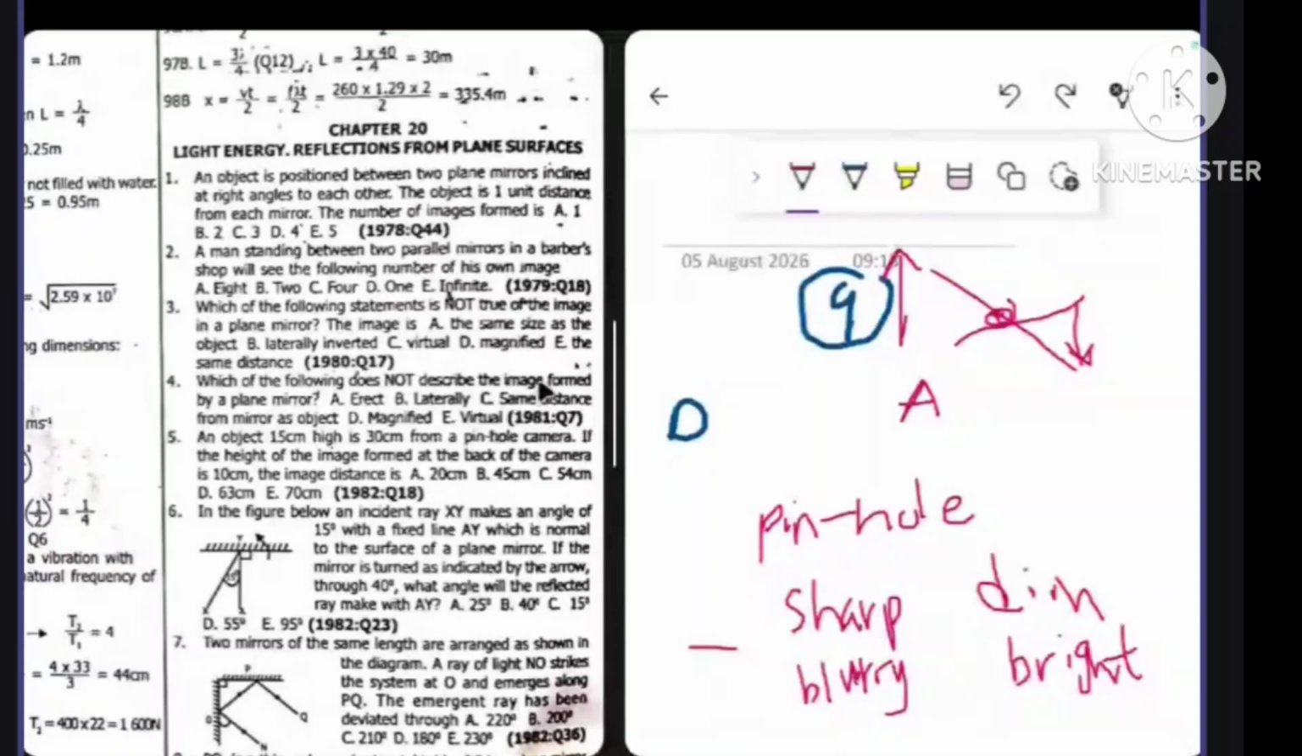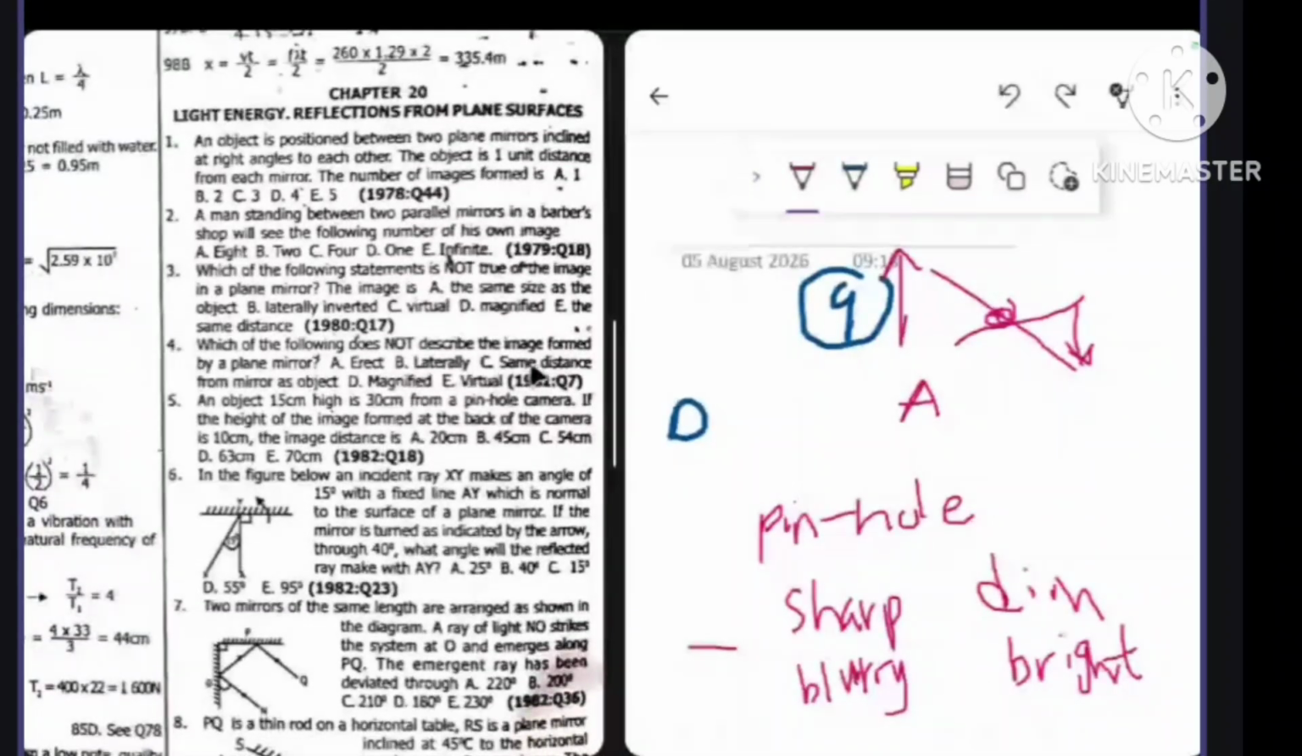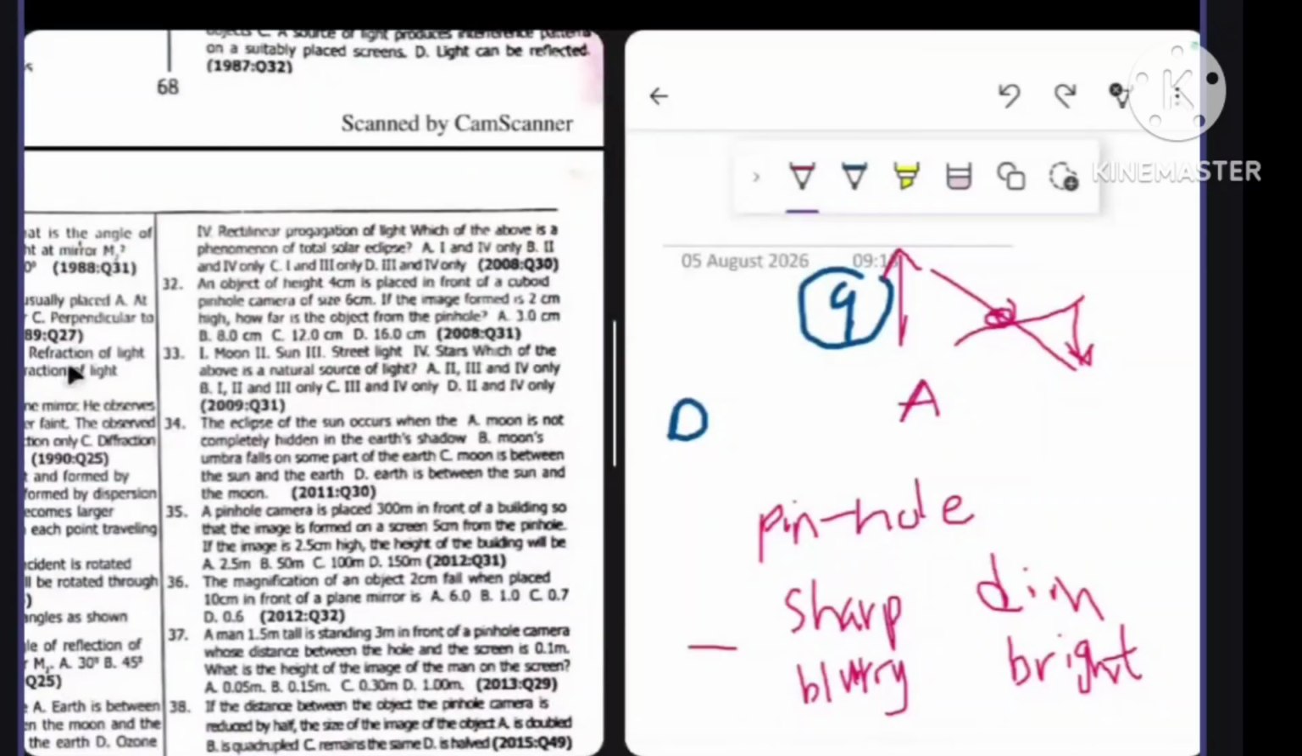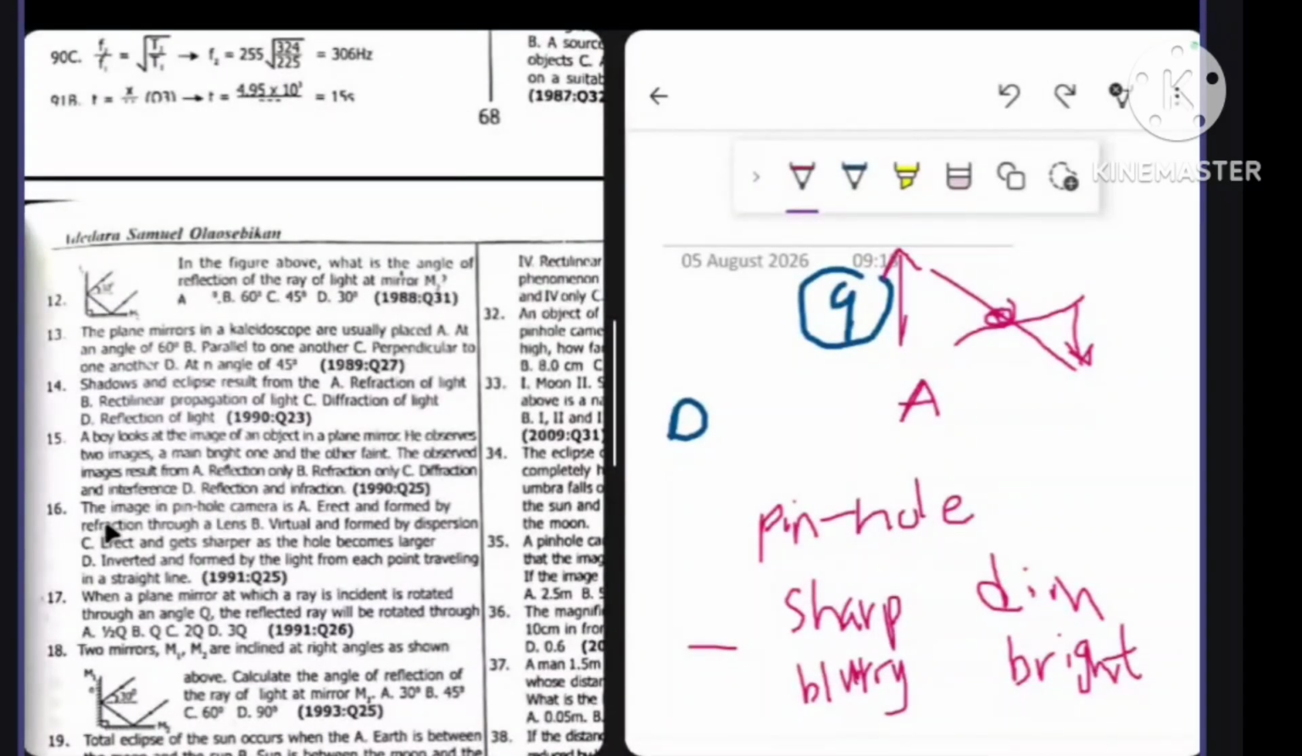All right. Let's look at another one. Is there another one that covers what we did yesterday? I don't think so.